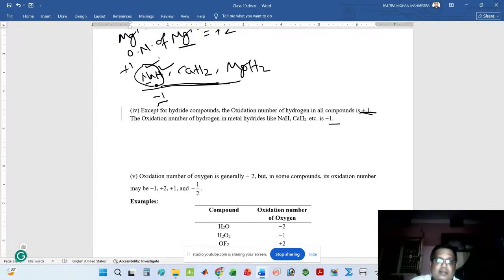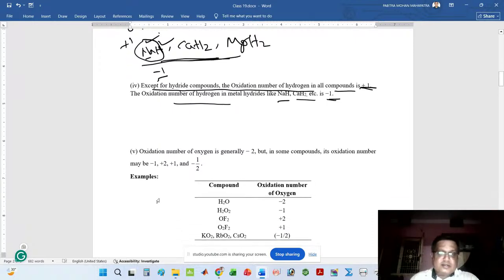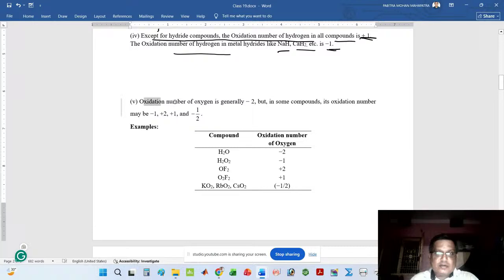In metal hydride, the metal part always contains positive charge. As a result, the hydrogen part carries the negative charge, that is your minus 1. So here I can say that except for the hydride compounds, the oxidation number of hydrogen in all compounds is your plus 1. So, the oxidation number of hydrogen in metal hydrides like NaH, calcium hydride, etc. is your minus 1.